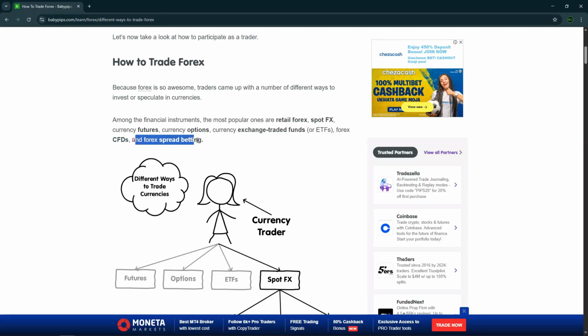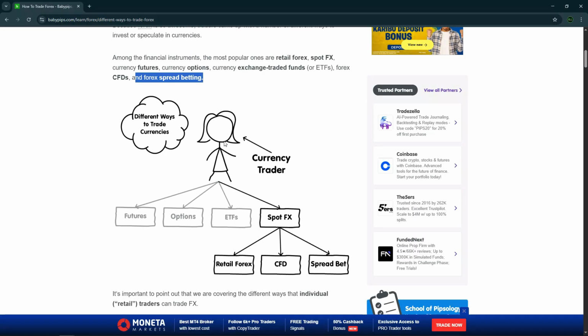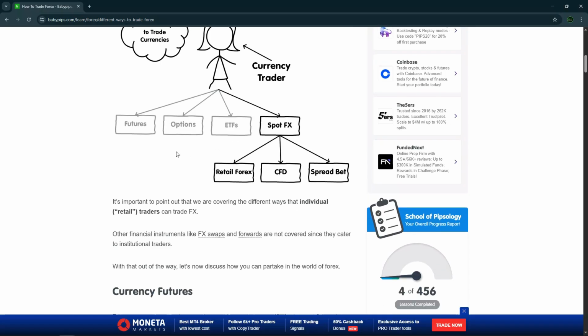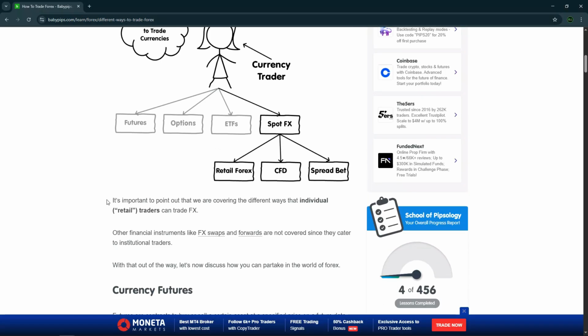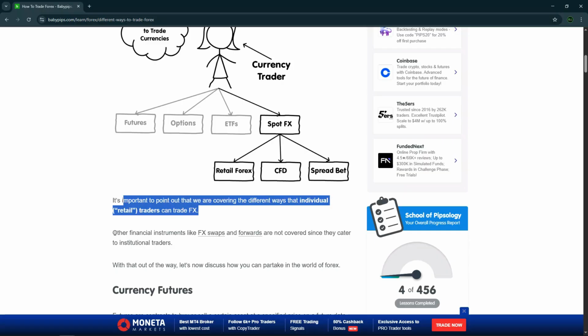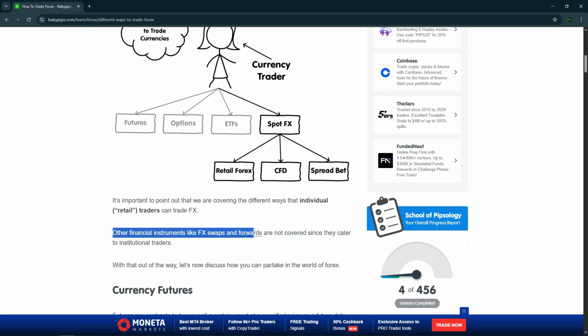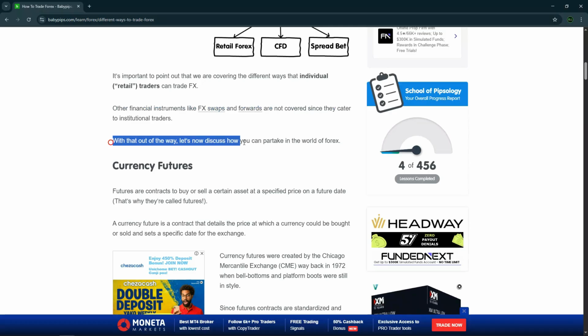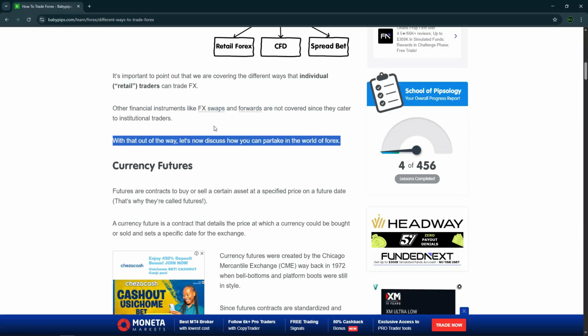Now, don't worry, you don't need to understand all of this right away. In this lesson, we are focusing on the methods that are most relevant to you as a retail trader. Some of the more complex ones are mainly used by big institutions, so we won't get deep into those for now. So with that in mind, let's break down the different ways you can participate in the forex market.